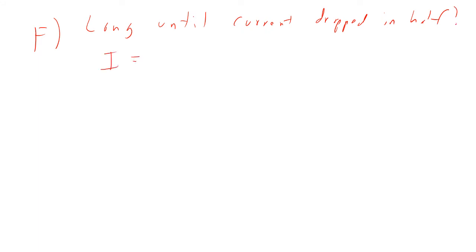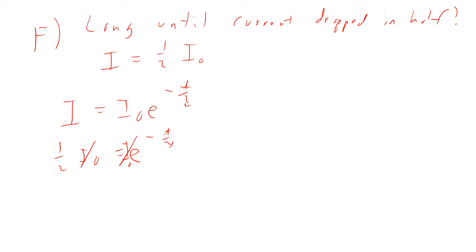So I want to know I equals 1/2 of the I naught. Well, as the current's dropping, we know the equation is I equals I naught e to the minus t over tau. So 1/2 I naught equals I naught e to the minus t over tau. The I naughts cancel, so take the natural logarithm of both sides and bring the tau across. And so that would tell us that t equals minus tau natural log of 1/2. Now, what's tau? Tau is L over R.